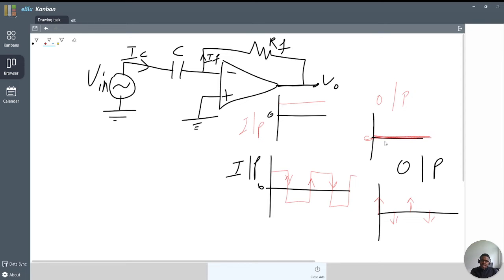The differentiator circuit can be used to find the high frequency components of the input signal, or we can use this differentiator circuit for edge detection purposes. The differentiator op-amp is mostly used for edge detection purposes.